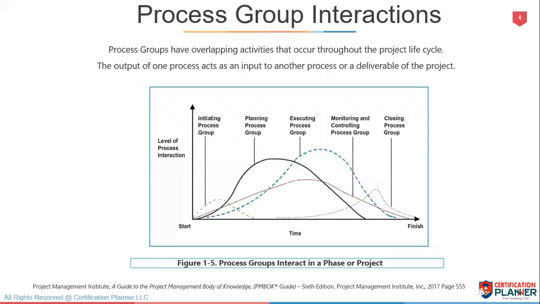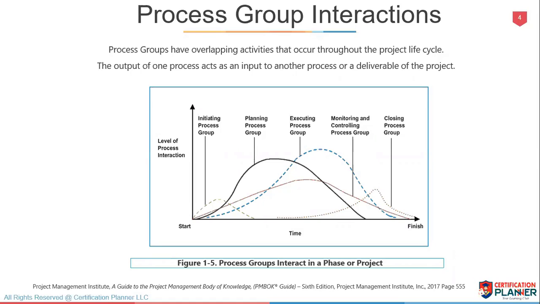Now, a lot of the groups have interactions. So this chart that you're looking at here, 1-5, kind of gives you an idea of where these process groups start and where they end. If you look at this, when we start at the beginning, you notice that 4 of the 5 processes start relatively close to the beginning. It's not until we get into the execution phase or the planning phase that we start to see the start of the closing process group.